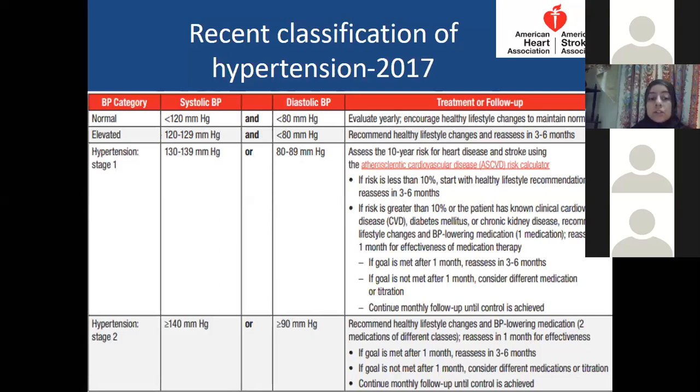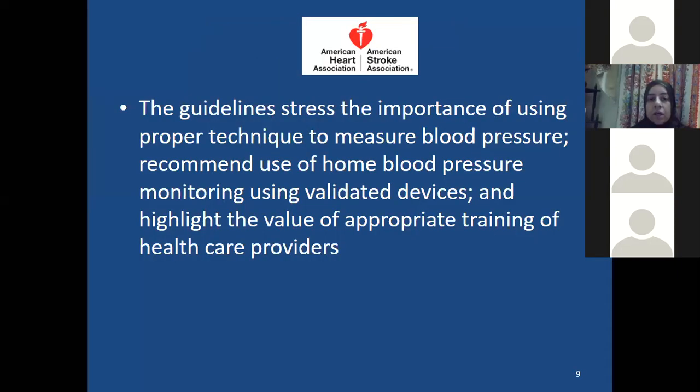And then stage 2 will be where the organ damage actually occurs. That's having a systolic blood pressure of more than or equal to 140 millimeter mercury, or more than or equal to 90 millimeter mercury of diastolic blood pressure. Either one of them is okay, and is considered stage 2 hypertension. So these guidelines, what do they stress upon? They stress upon the importance of using appropriate techniques to measure your blood pressure. Okay?